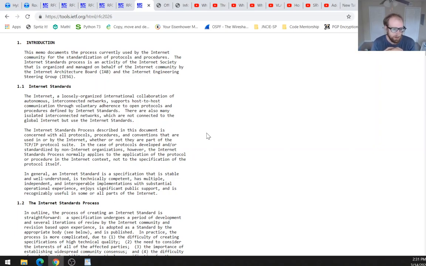In general, an Internet standard is a specification that is stable and well understood, is technically competent, has multiple independent and interoperable implementations with substantial operational experience, enjoys significant public support, and is recognizably useful in some or all parts of the Internet.